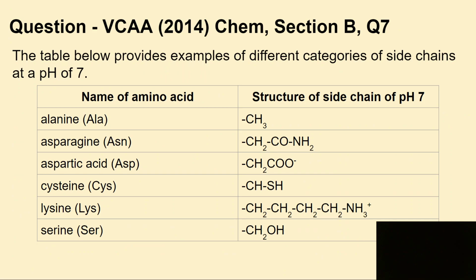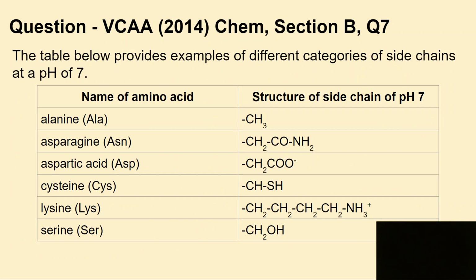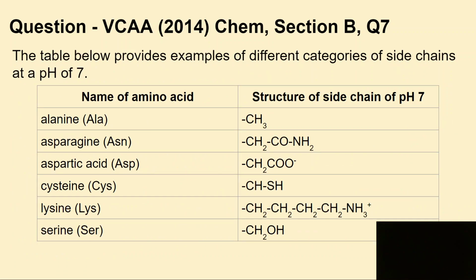Okay. Table below provides examples of different categories of side chains at a pH of 7. So it's showing you what the side chains are at a pH of 7 of these amino acids. So have a quick look. We'll come back to the table. Tertiary structure of protein is a result of bonding interactions between side chains of amino acid residues. Use the information provided in this table. 2. 1. Identify the amino acid that is involved in the formation of disulfide bonds.